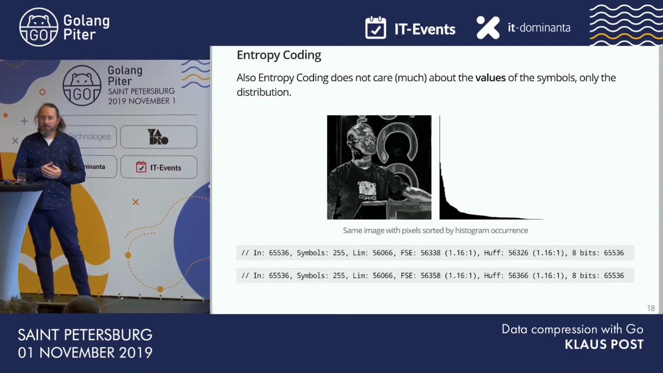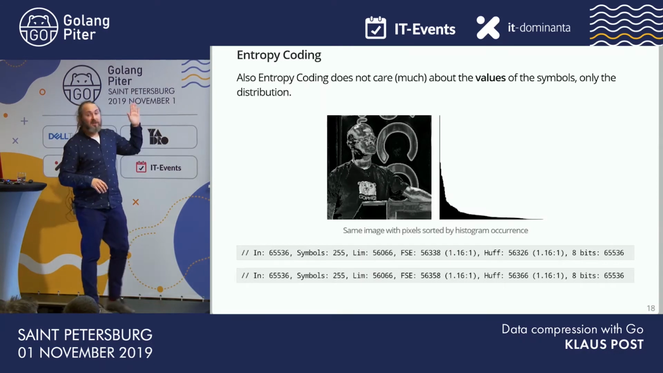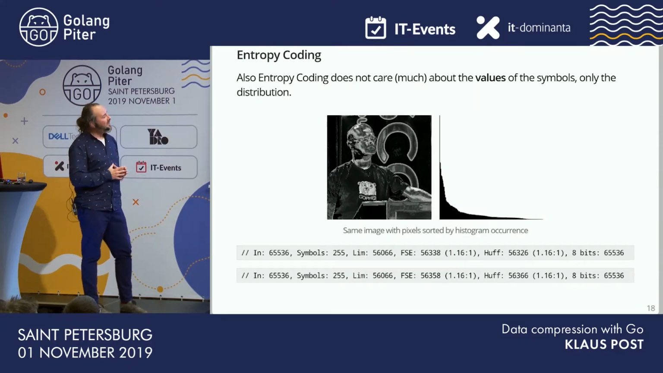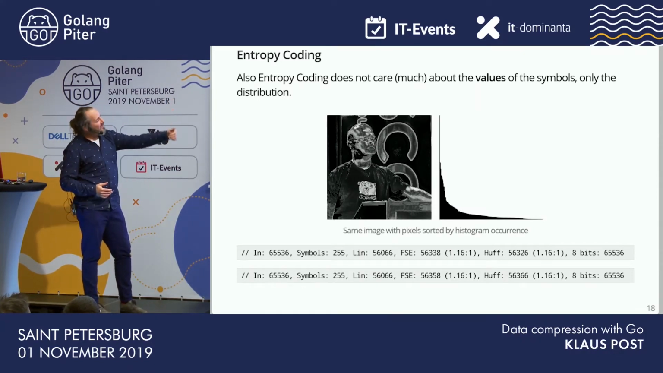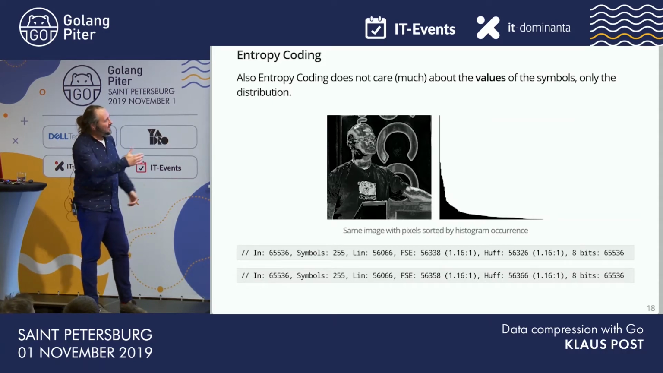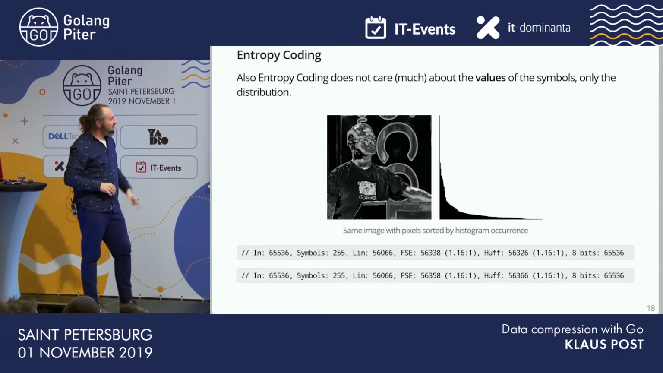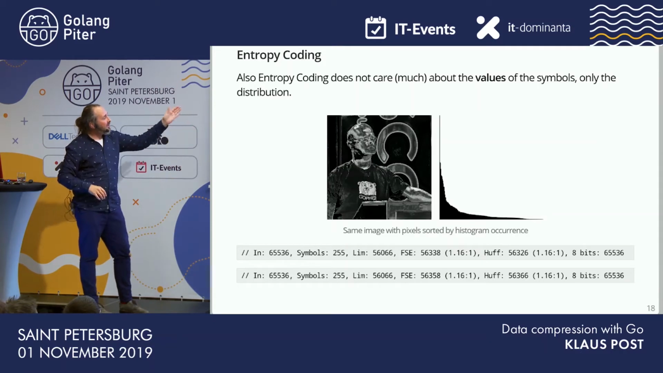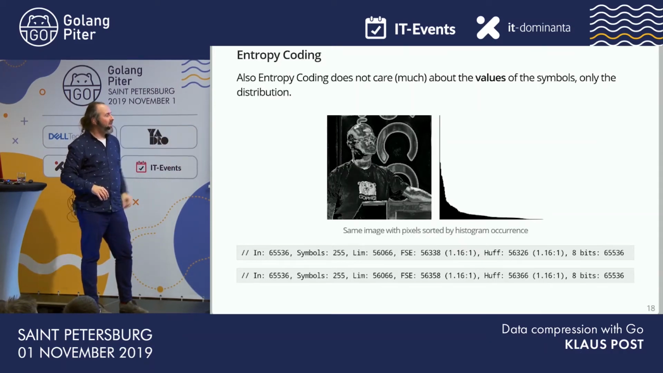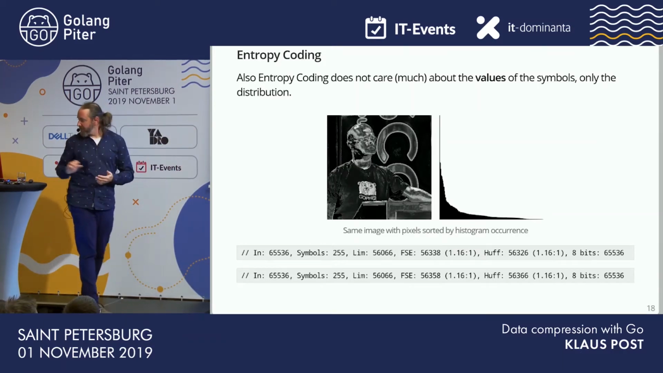So what matters then? Well, the order of the symbols also doesn't matter. So here I have the same picture, but where the pixel values have been sorted from most to least. So it's basically sorting the histogram and moving the pixels. You can see the theoretical limit is still the same. The compression is pretty much the same still.